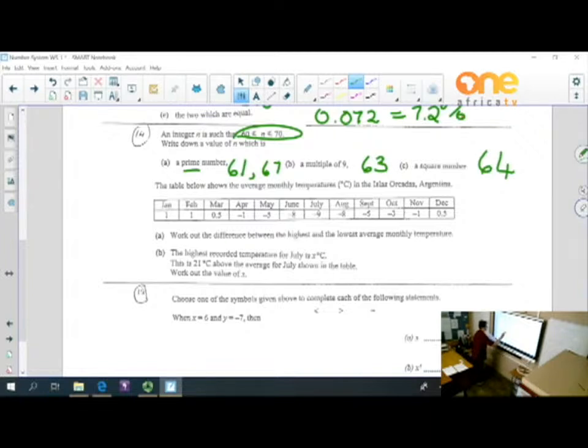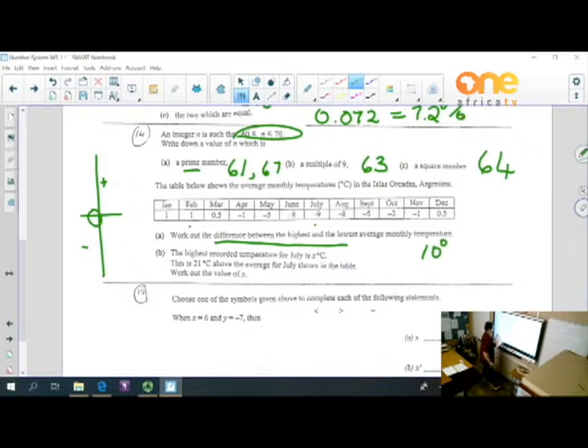The table below shows the average monthly temperatures in those cities. Work out the difference between the highest and the lowest one. But now remember, we work with a thermometer. So this is positive values and this is negative values. If you're already negative and you go down, then you're not subtracting but adding. So what is the highest temperature? The highest temperature is 1. And the lowest temperature will be this -9. So the difference between the two is then 10 degrees.